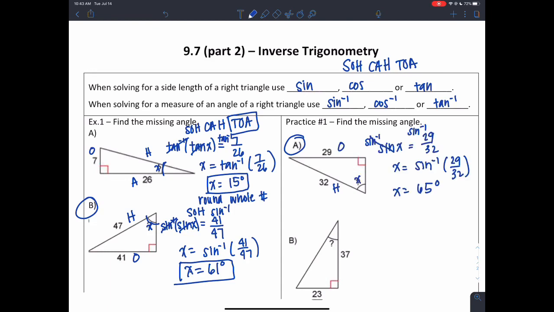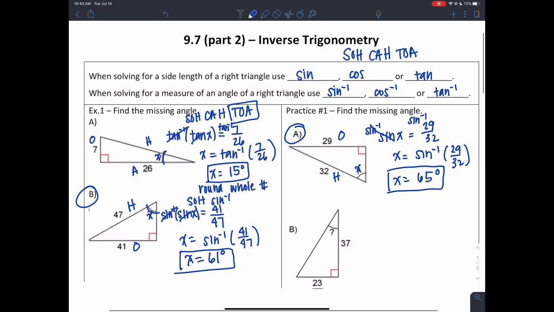Okay, now hopefully everybody was able to get x equals 65 degrees. Now, if you are having trouble finding where the sine inverse or any of the inverse functions are located on your calculator or how to use them, you could come to office hours and ask me how to use them.